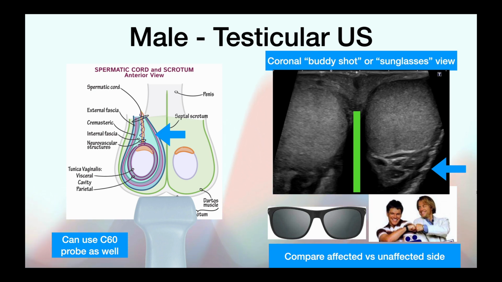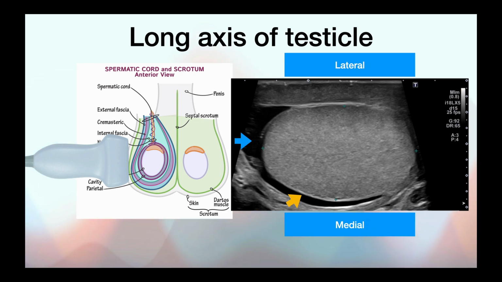Lastly, the testicles should look smooth and homogeneous in appearance. It usually has the same echogenicity as the liver or spleen, for example. Here is a long axis of the testicle, which can be obtained by moving the probe to the side while still in a coronal plane.